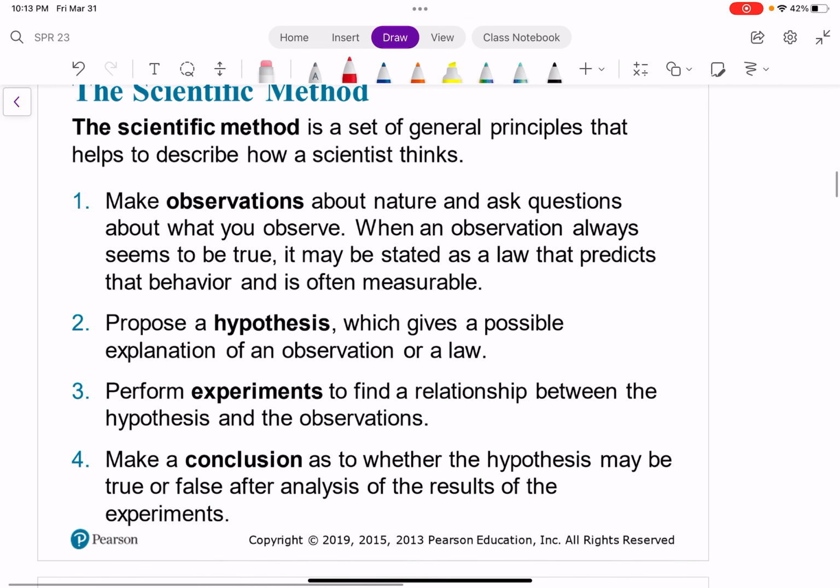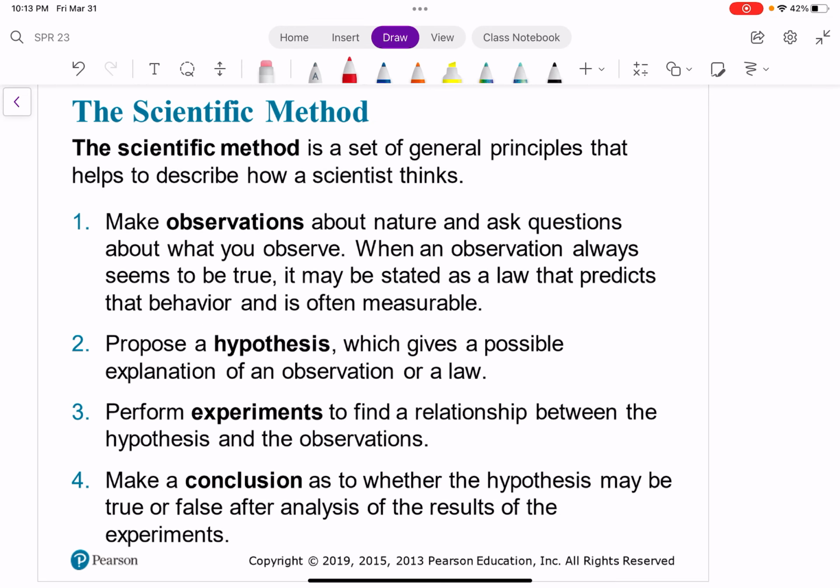So going back up here, the scientific method, the first step is always you're making observations about nature and asking some questions about what you see. If you have an observation that always seems to be true, we can state that as a law, and those are more on a universal level. So think of the law of gravity. That would be a good example.